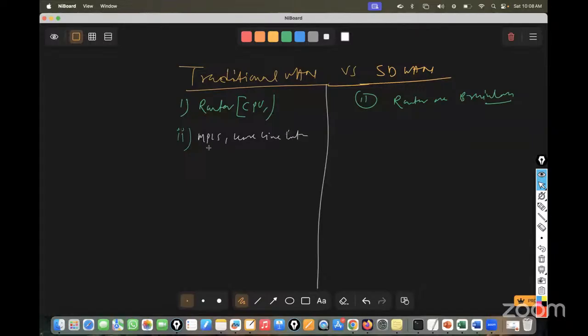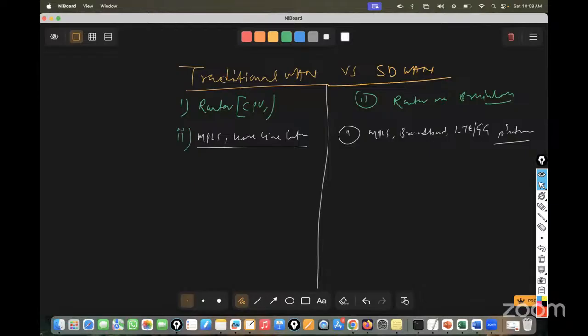MPLS is also a leased line, so transport was a little bit limited for the traditional WAN. But if I use SD-WAN here, SD-WAN can support MPLS. It can support your broadband as well. It can support your LTE as well, 5G as well. And also it is going to support any transport.